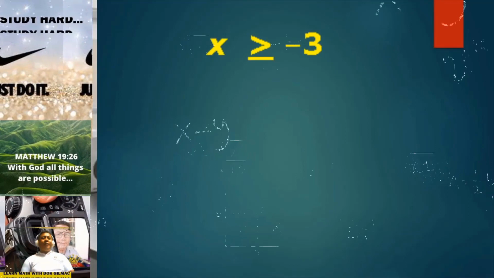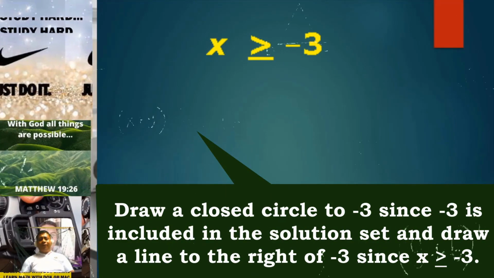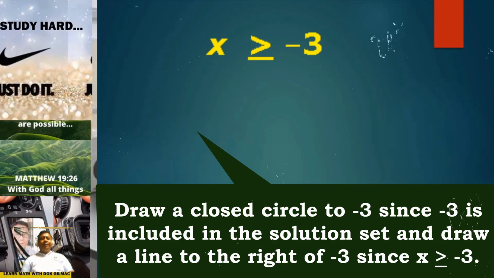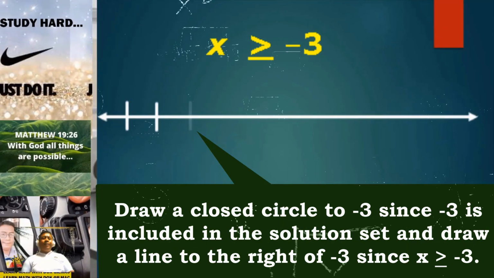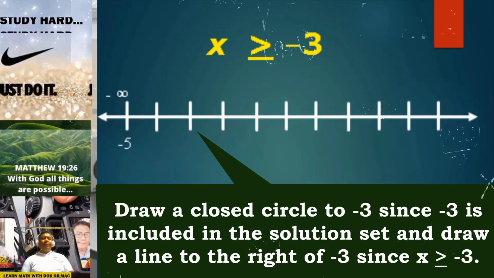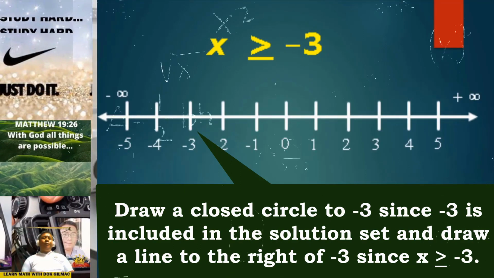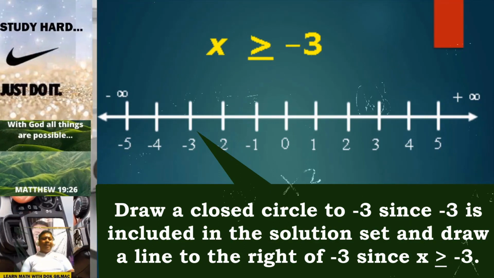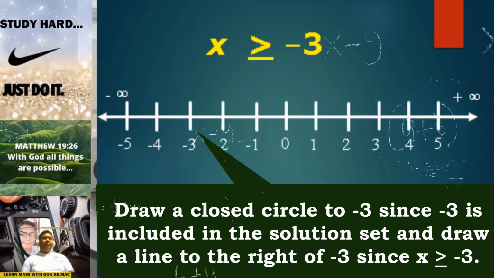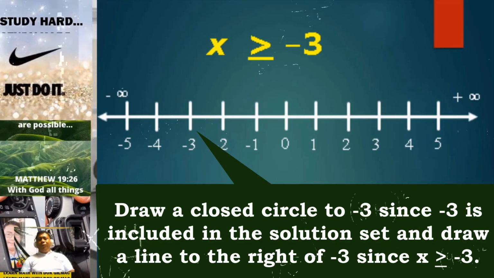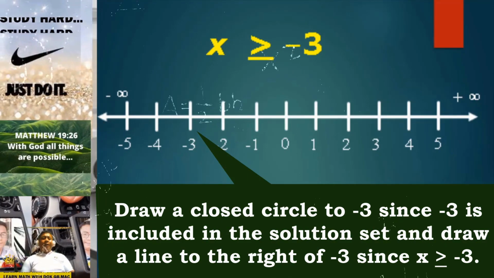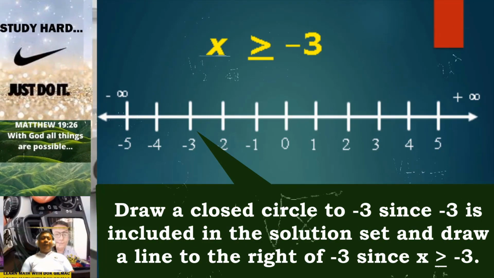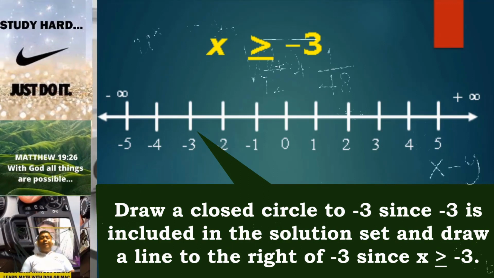Consider x is greater than or equal to negative 3. We're going to graph this in the number line. So we have the number line here from negative infinity up to positive infinity. Since x is greater than or equal to negative 3, we're going to draw a closed circle to negative 3, since negative 3 is included in the solution set.